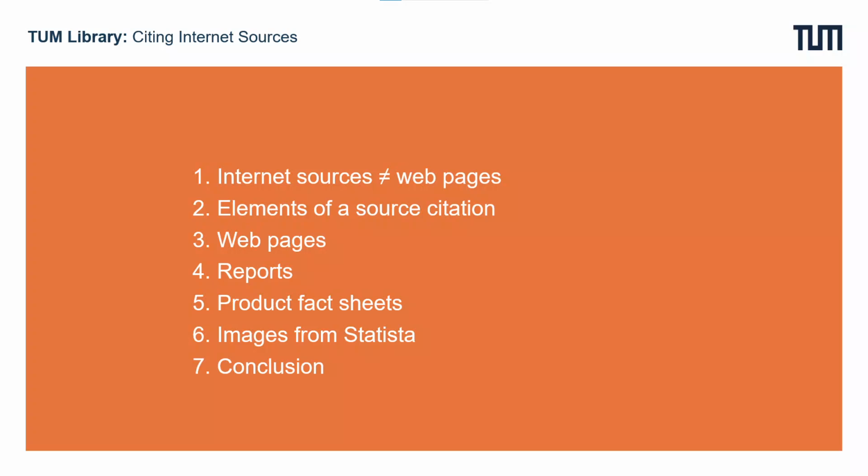Now let's have a look at the elements of a source citation and whether there isn't some kind of common pattern. And then we will have a look at 4 different examples. We'll have a look at web pages, at reports, at product fact sheets, and also at images from Statista.